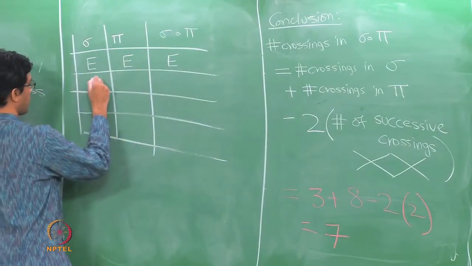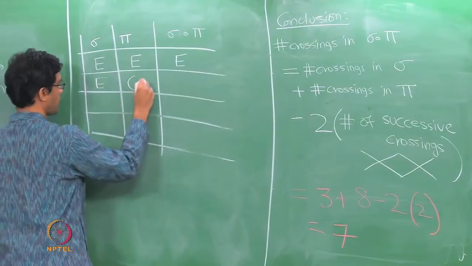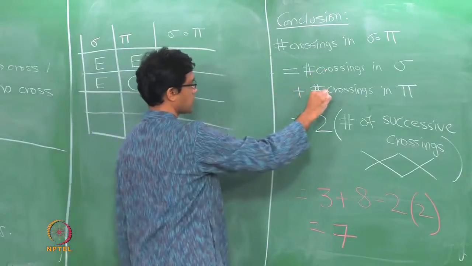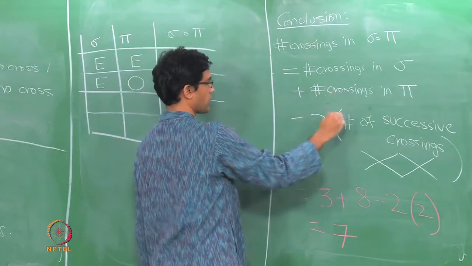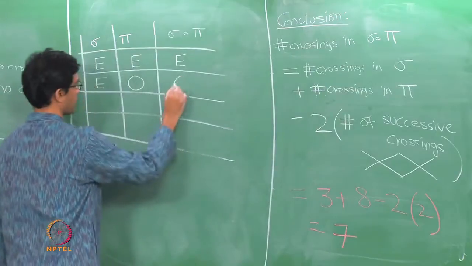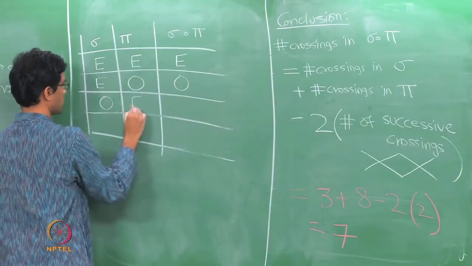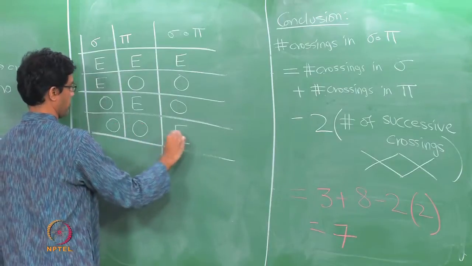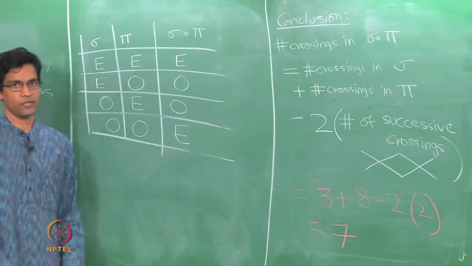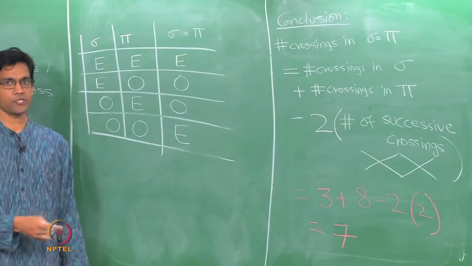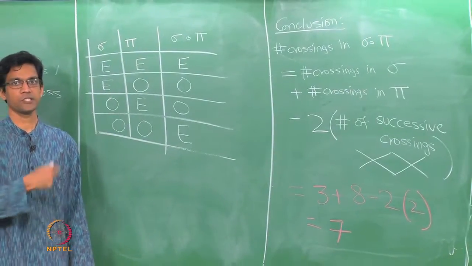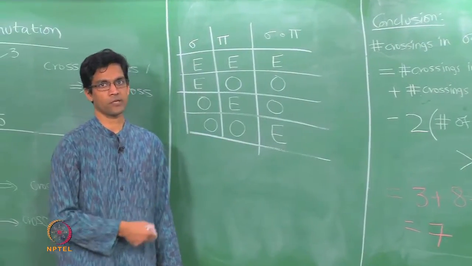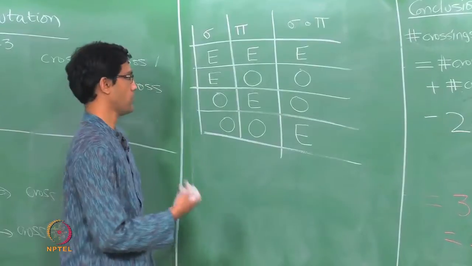Similarly, if one of them is even and the other is odd, the number of crossings is even plus odd, which is odd, from which you subtract an even, you still get an odd number. So if one is odd and the other is even, the answer is odd. If both are odd, the answer is even. So if you compose two even permutations or two odd permutations, the answer is always an even permutation. If you compose one odd and one even permutation, then the answer is an odd permutation.